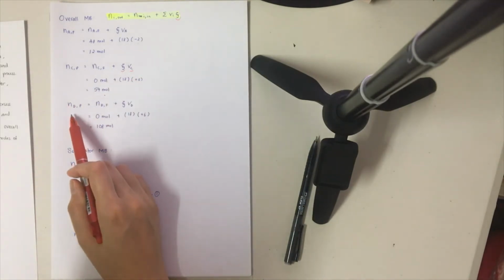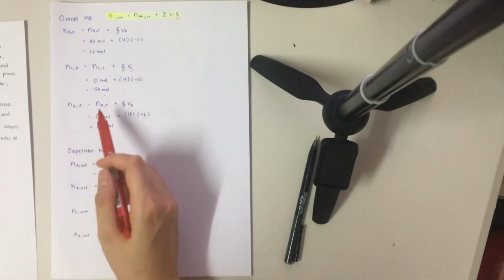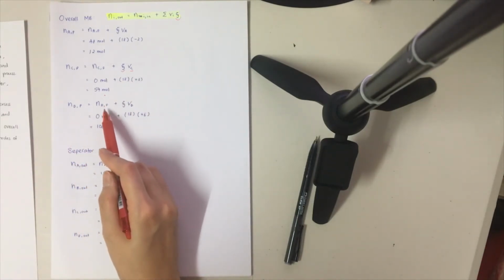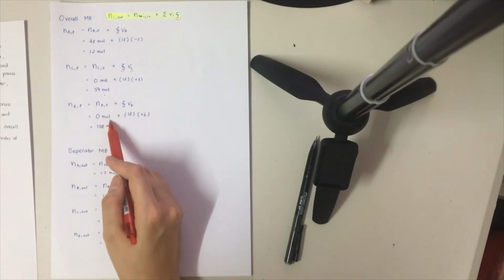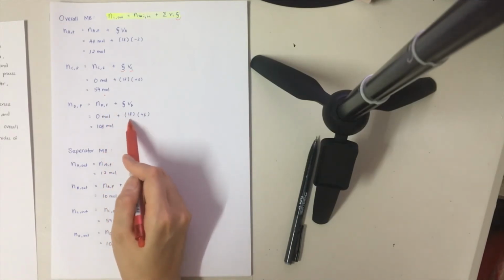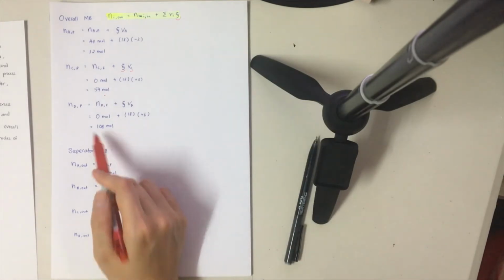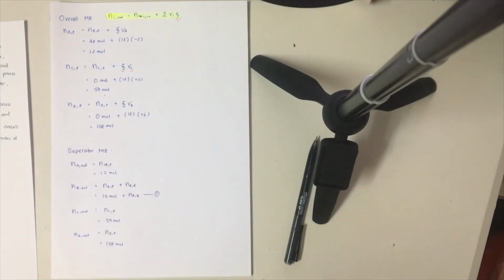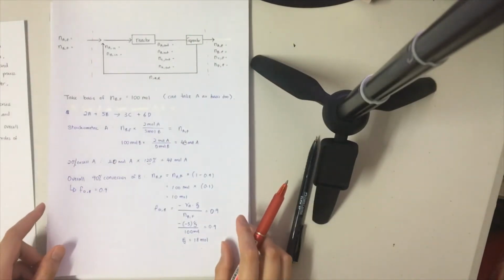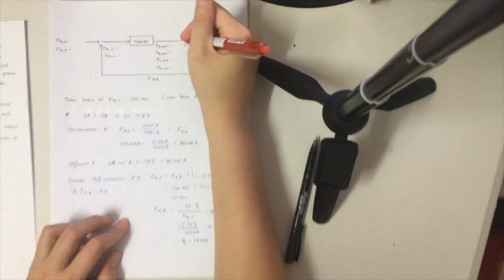Then for part D, it is also the same as C. We have nothing that goes into the feed. We have no D that goes into the feed, but it is reacted, which gives you 108 moles. Next, let's look at the material balance in the separator section. So the separator section, we have this part.